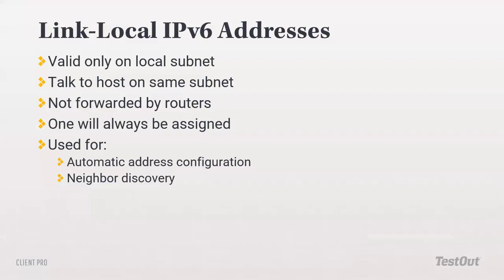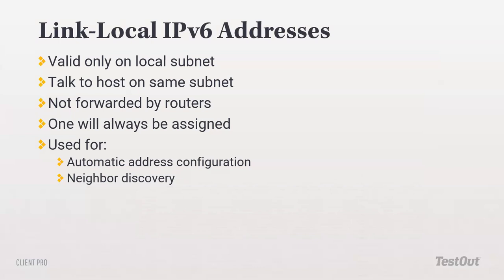So first, we have what's called a link local IPv6 address. Okay, and that's a local address. It works on the local subnet, however big that may be. It allows you to talk to hosts on the same subnet, and it's not forwarded. And every client will always have one. So this is kind of like an automatic private address. I'm not calling it an APIPA because it's not.